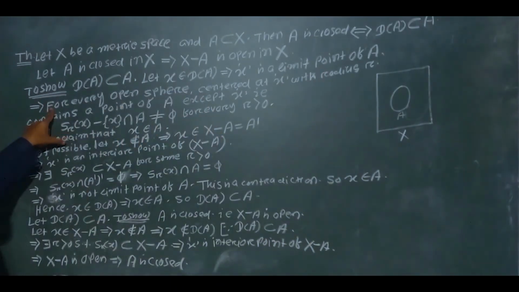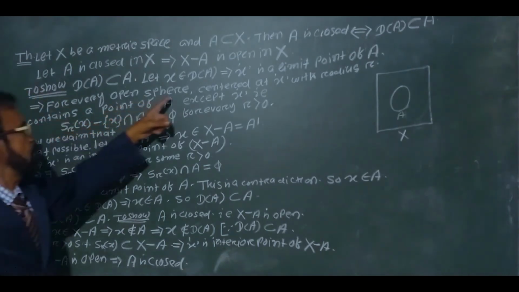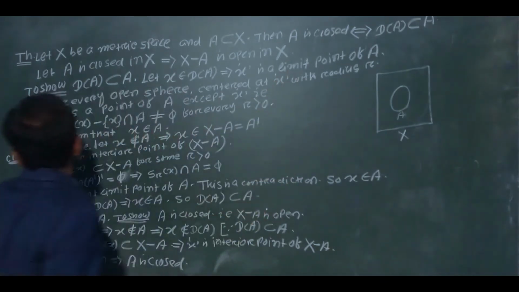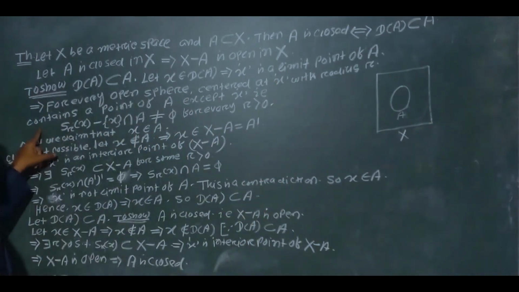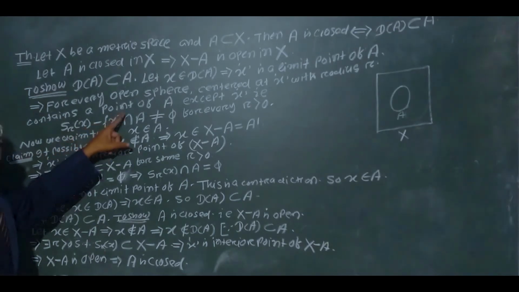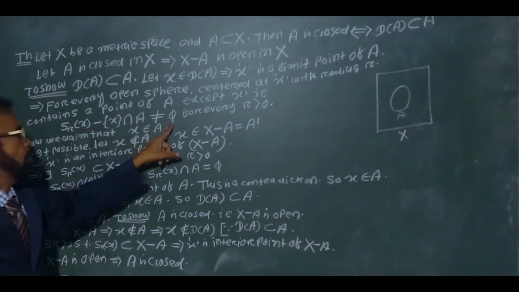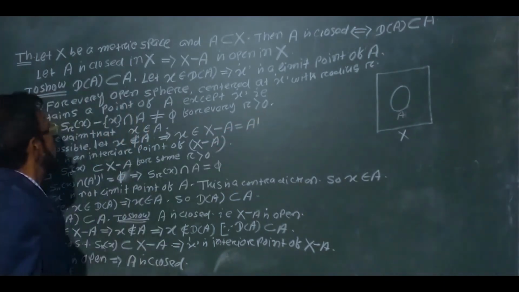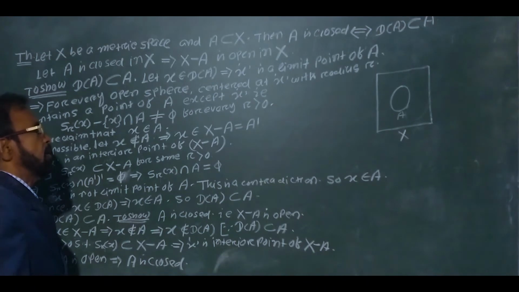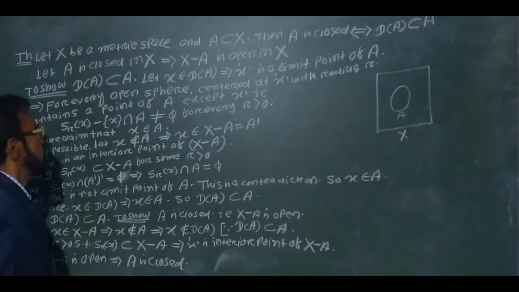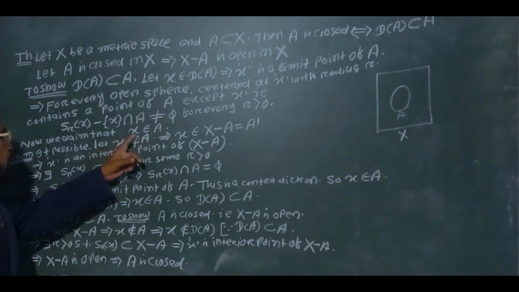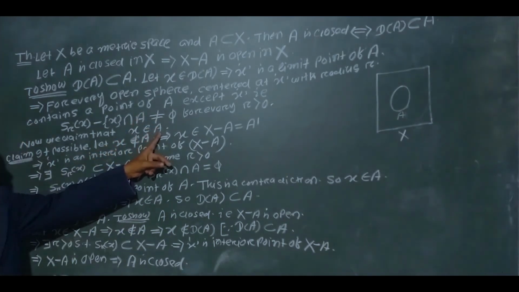Since x is a limit point of A, by the definition of limit points, every open sphere centered at x with radius r satisfies S_r(x) minus {x} intersection A is not equal to phi for every r greater than 0. That means every open sphere centered at x with radius r contains a point of A other than x. Now we claim that x belongs to A.